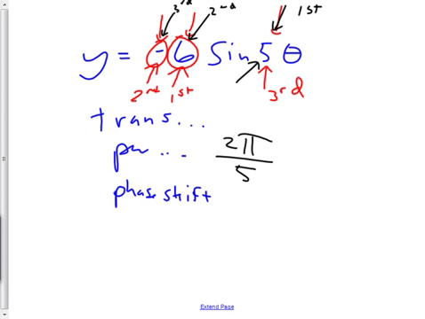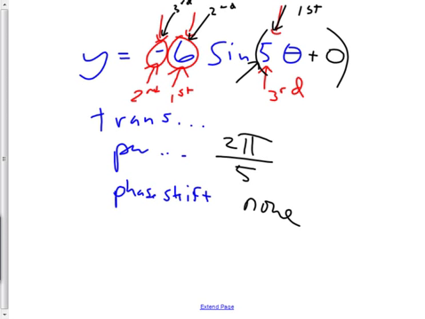And then the phase shift. The phase shift is if there was something in here that's shifting it, like minus 2 or something, but there's nothing in there. So it's like there's a plus 0. So is it shifted at all? No. So you just say none. Let's do one where there actually is a phase shift.